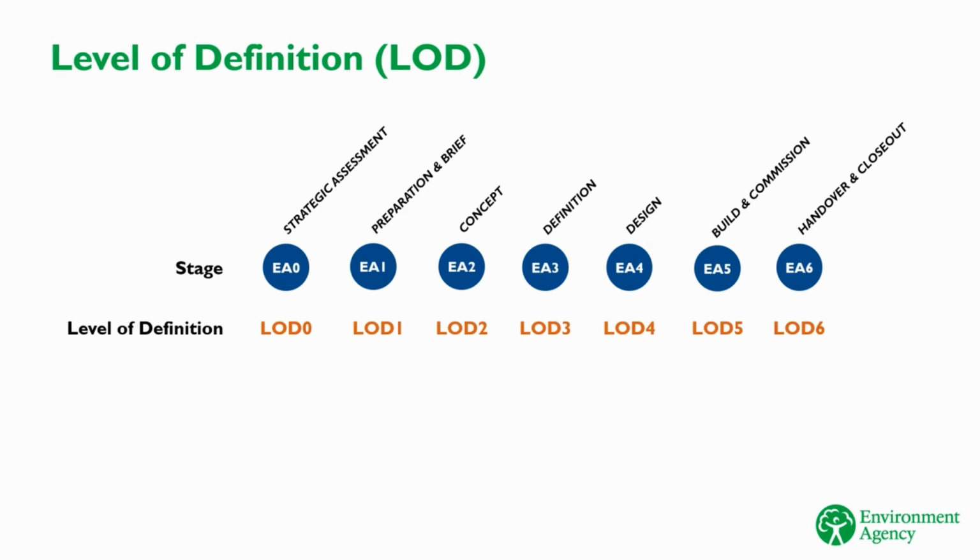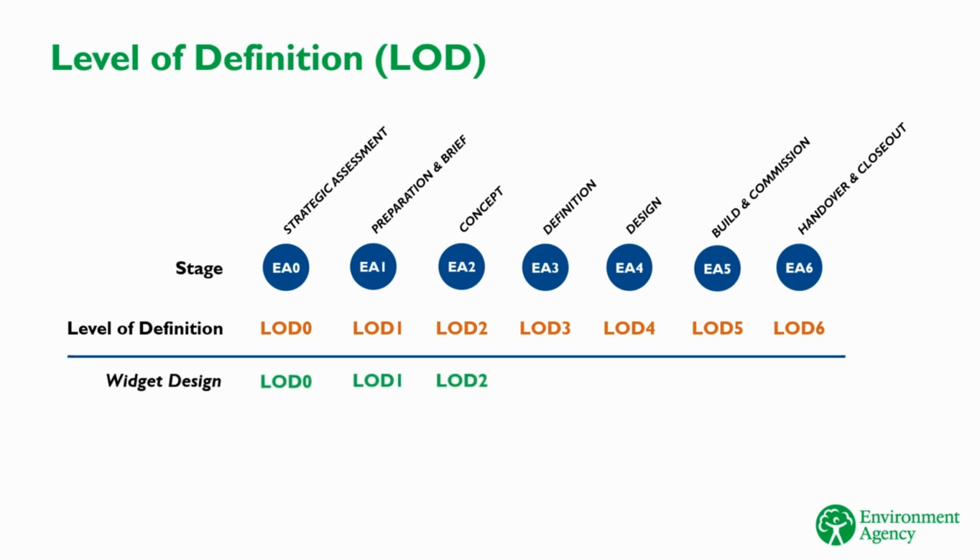For example, here is how a particular item might develop over the first few project stages. Let's say the team wants to bring forward work on this element of the project, perhaps to help with securing external funding or approval. They can do this by specifying it with a higher level of definition. This tells whoever is responsible for that item that they need to deliver it to a greater LOD. In this case, bringing forward the level of definition to LOD 4. Equivalent to detailed design. At stage EA3, the definition or business case stage.